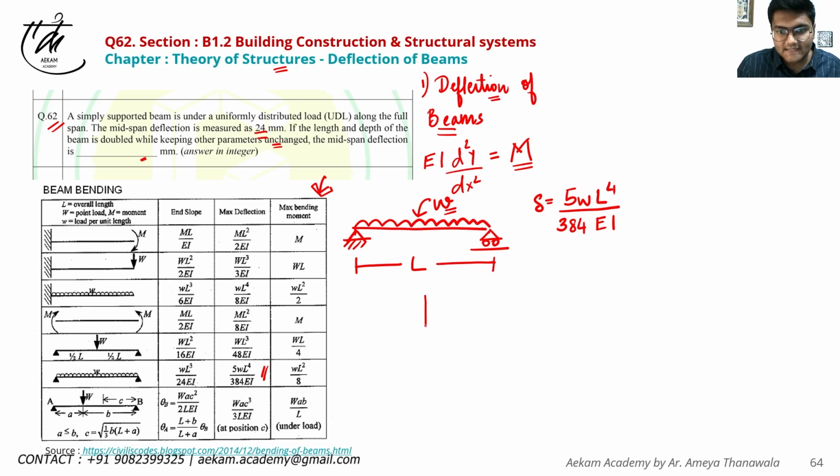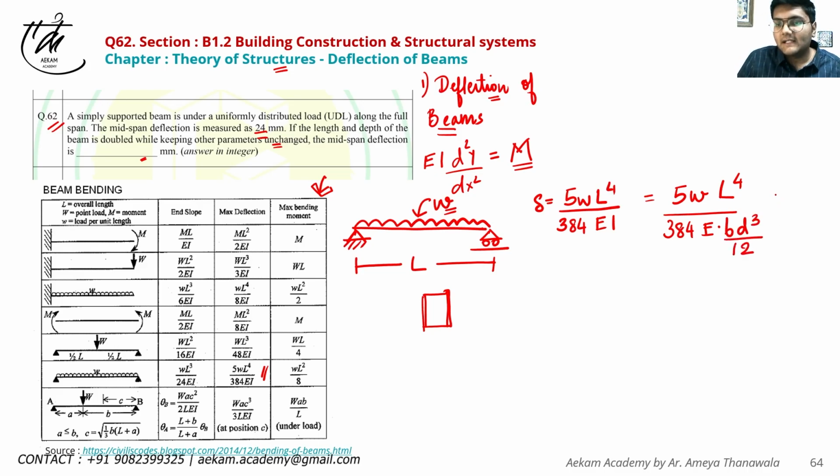Now we are assuming the section is rectangular, because no particular shape is given and they are talking about depth, so we'll consider it to be rectangular. So this can be written as 5WL raised to 4 upon 384E, and the moment of inertia for the rectangular beam is BD cube by 12. Let this entire equation be 1. We know the deflection is 24 mm because it is given to us.